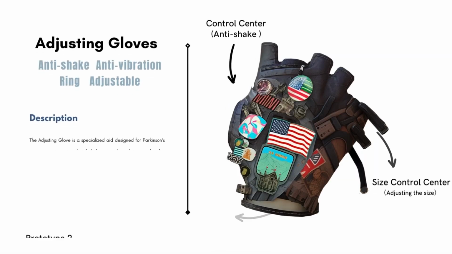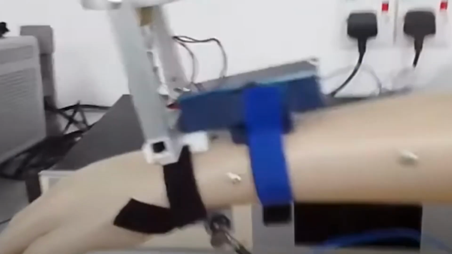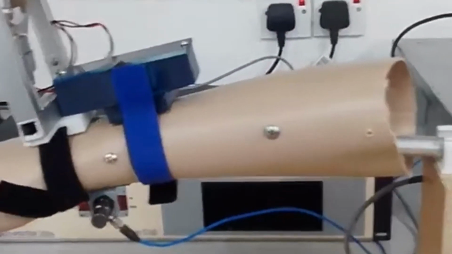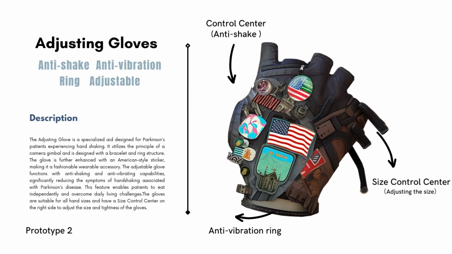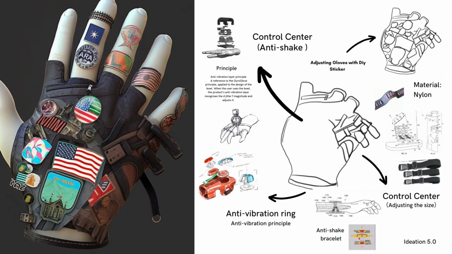The adjusting grip is an aid designed for Parkinson's disease patients to reduce hand shaking. It references the principle of camera gimbal vibration designs with buckles and ring structures. The anti-shaking and anti-vibrating functions reduce the user's hand shaking. Patients can eat independently. The grip has size control centers, suitable for all hand sizes, to adjust the size of the grip.